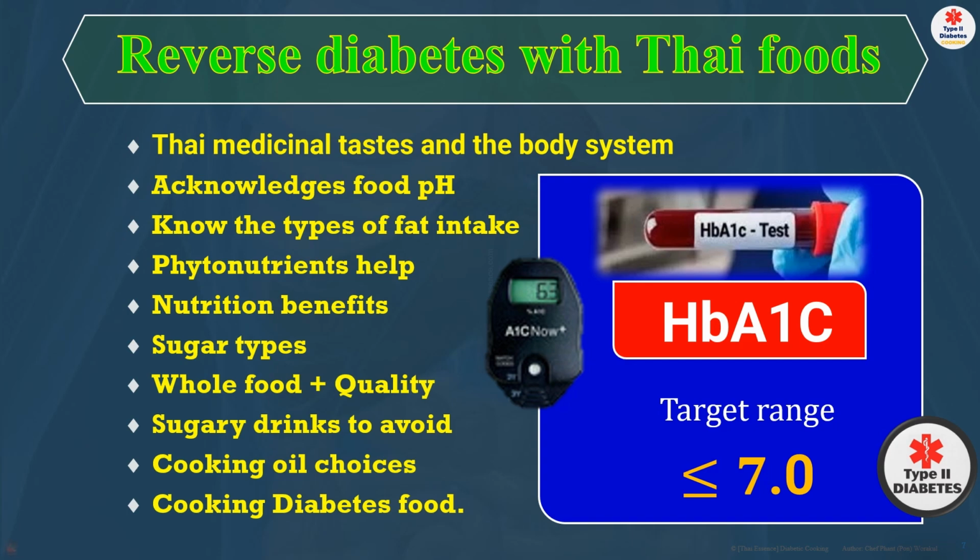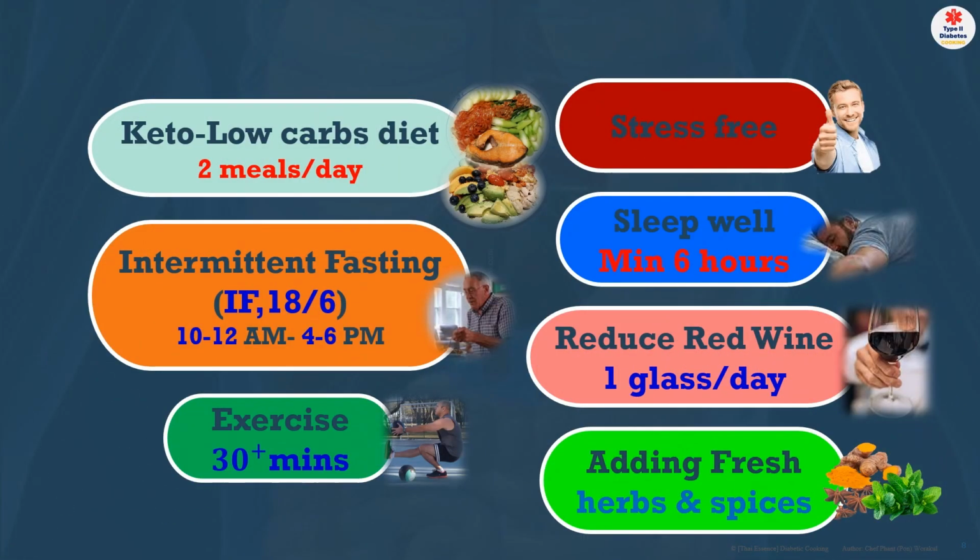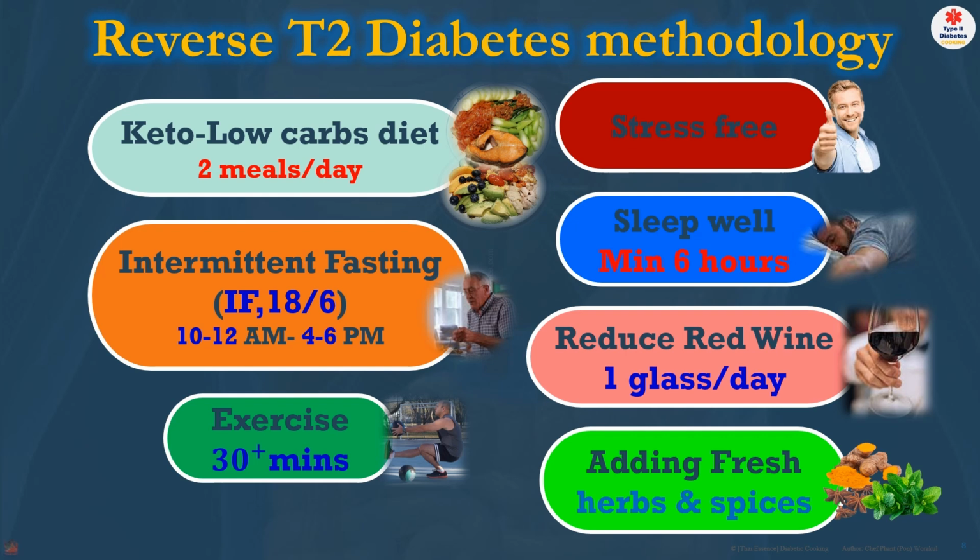And here it comes. Reversing T2 diabetes with a methodology I invented. I created it. So the first thing that I do is a keto low carb diet, 2 meals a day, and intermittent fasting that you need to do.